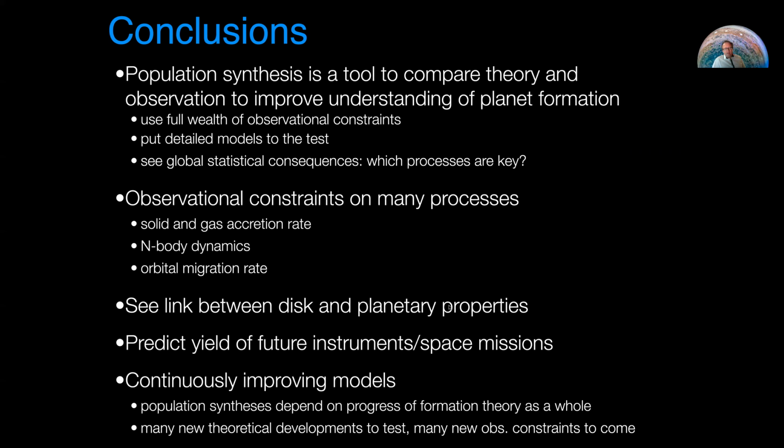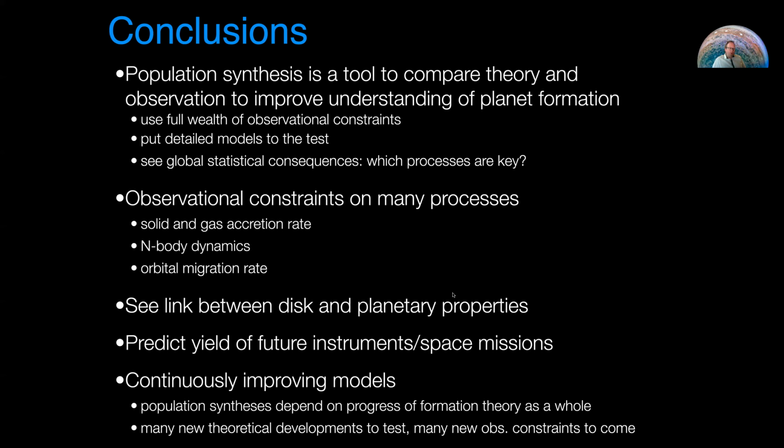We can derive observation constraints on many processes, solid and gas accretion rate, n-body interaction, or orbital migration. And we see the link between the disk and the planetary properties, which might become much more important also in future. Instrument-wise, we can also use it to predict the yield of future instruments and space missions.